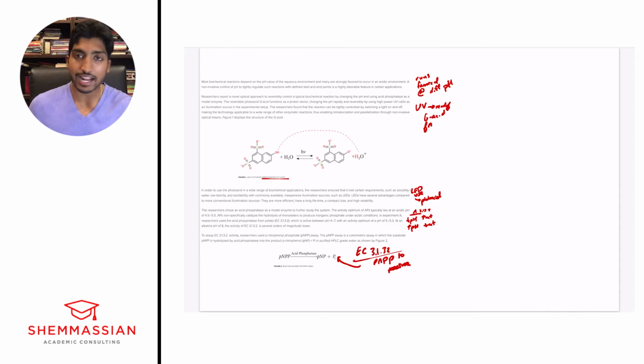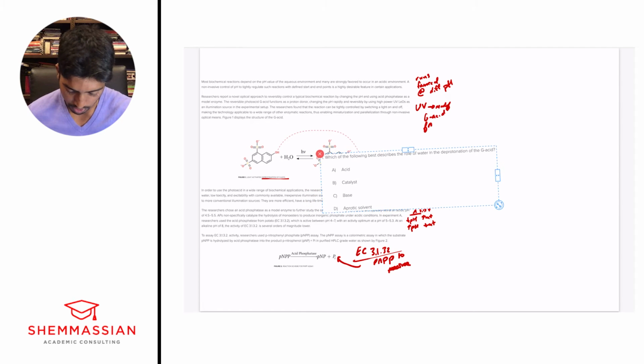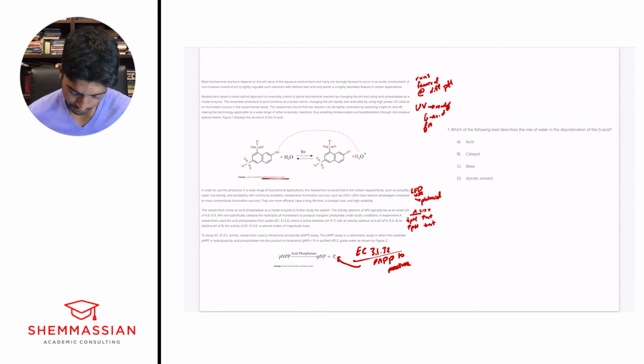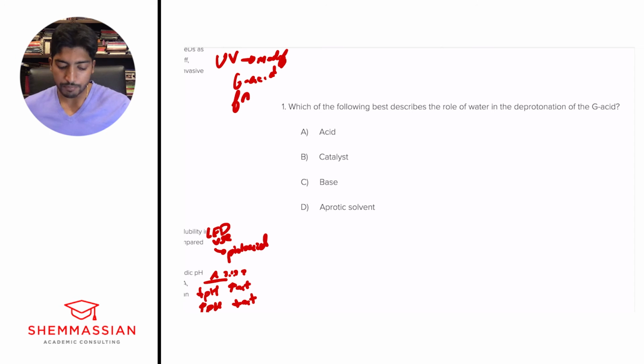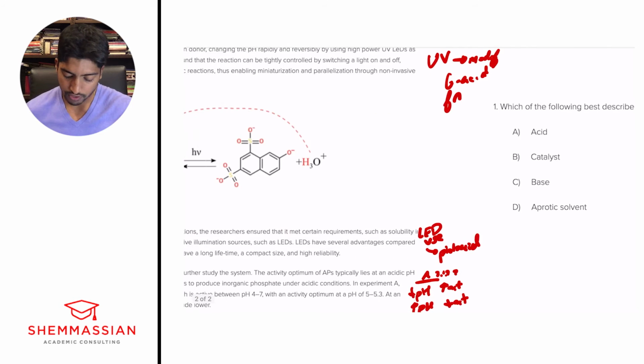And so with that, I'm not even going to spend more time on this. We're going straight into question number 1, right? Which of the following best describes the role of water in the deprotonation of the G acid? Is it A, acid, B, catalyst, C, base, or D, aprotic solvent? All right, so right away, we're looking at sort of a reaction, right?